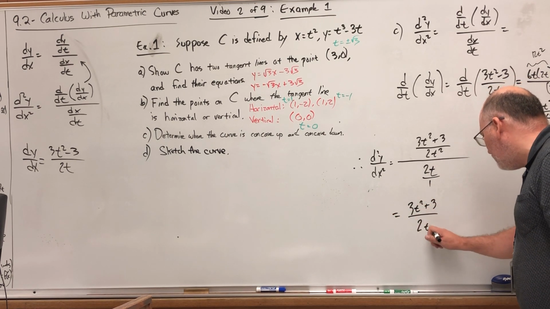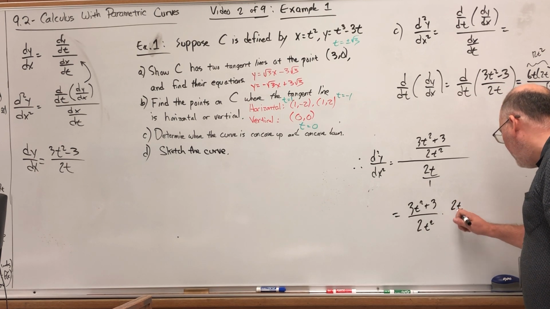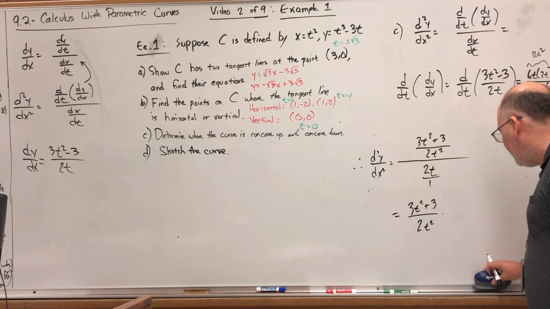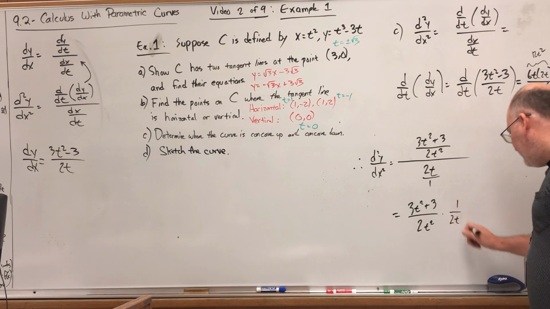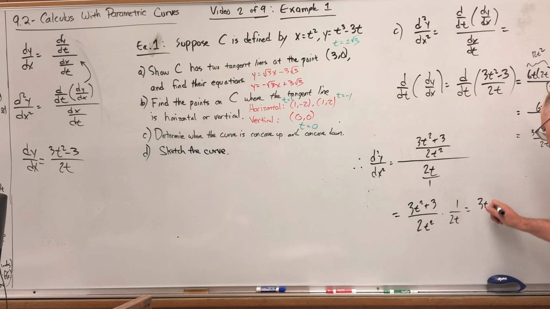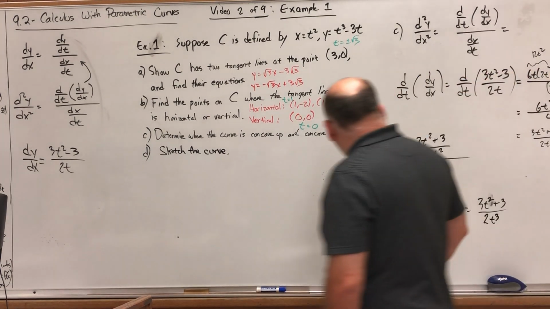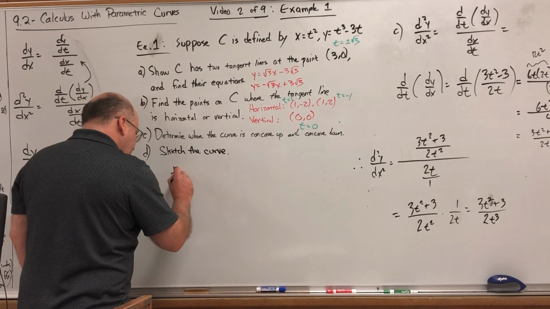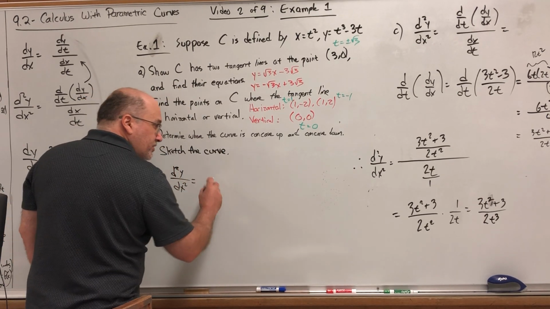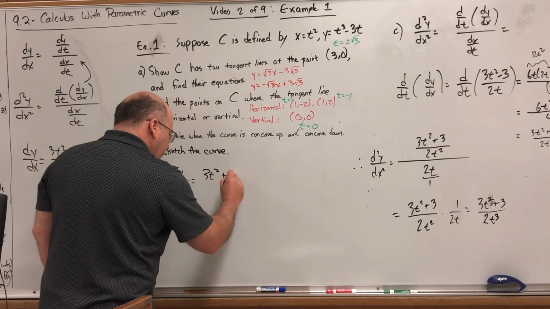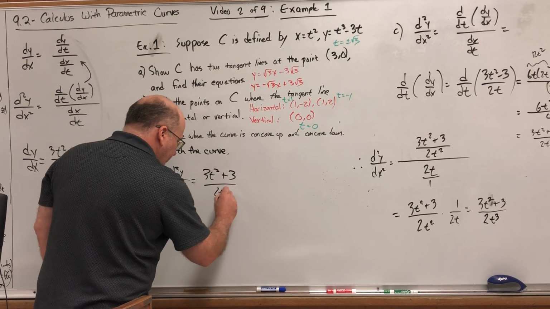3t squared over 2t squared times 2t over 1, times 1 over 2t. I'm going to reciprocate. It would help if I wrote it upside down. We get 3t cubed plus 3t squared plus 3 over 2t to the third power. Alright, so far what we've done is calculated the second derivative. Let's move it over here to the side because we're about to do some more work. Second derivative is equal to 3t squared plus 3 over 2t to the third.